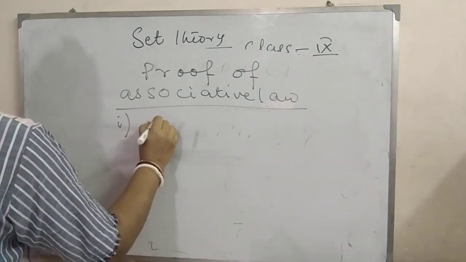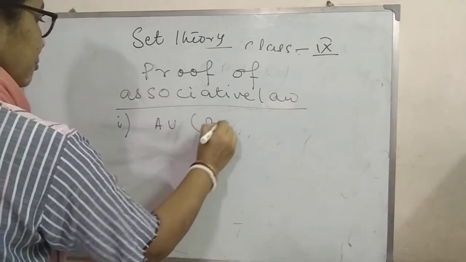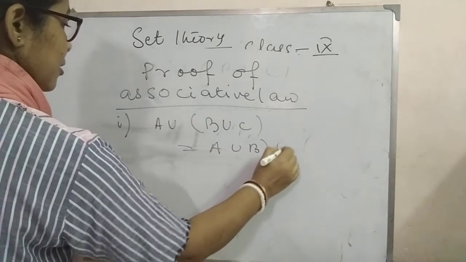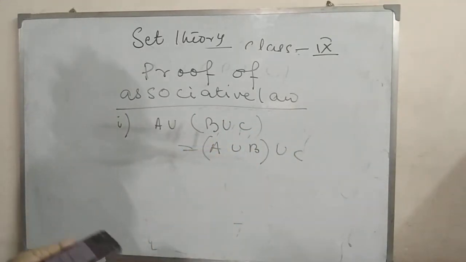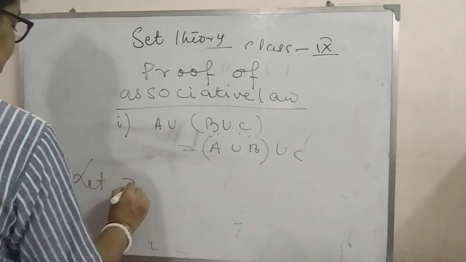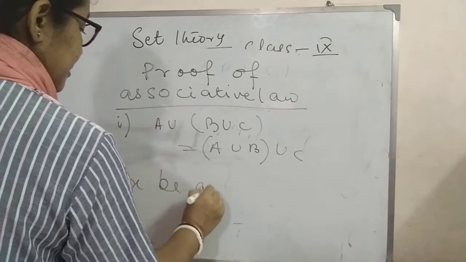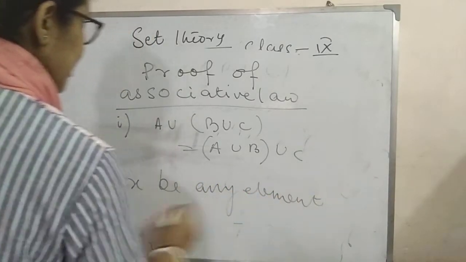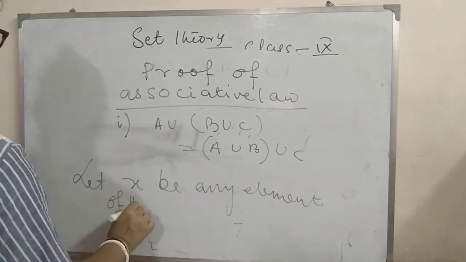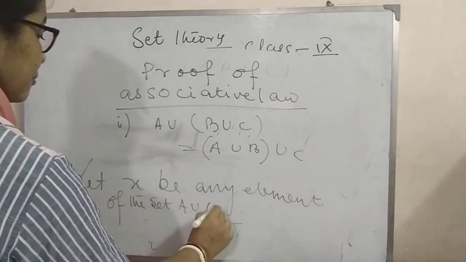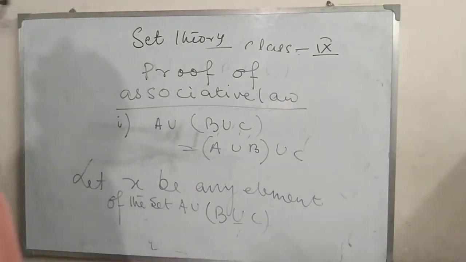First proof: A union (B union C) is equal to (A union B) union C. Let x be any element of the set A union (B union C).